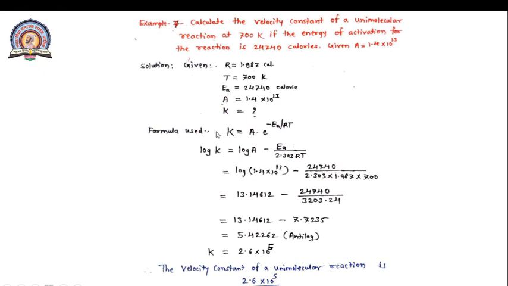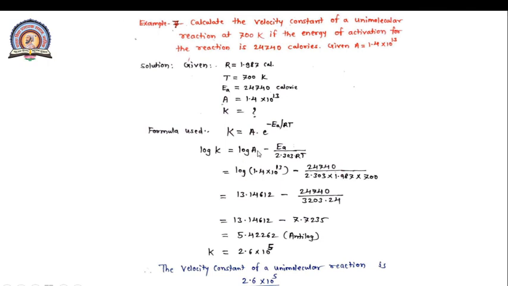This is the exponential form of the Arrhenius equation. Then take the log on both sides. That means e is converted to log to the base 10. Then log K is equal to log A minus EA divided by 2.303 into RT.